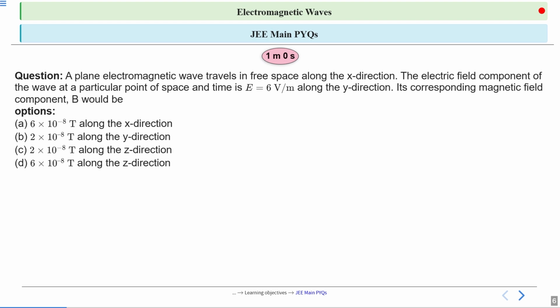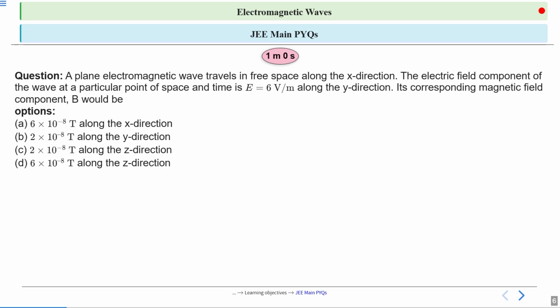Next question. A plane electromagnetic wave travels in free space along the x-axis. Okay, so the direction of propagation is given. The electric field component of the wave at a particular point of space and time is 6 volt per meter along the y direction. Its corresponding magnetic field component B would be. So you have to find B.